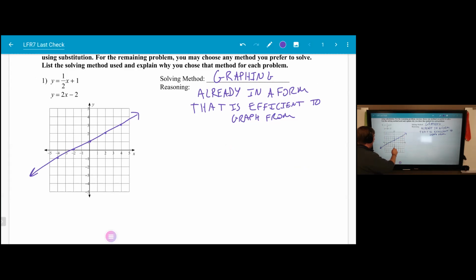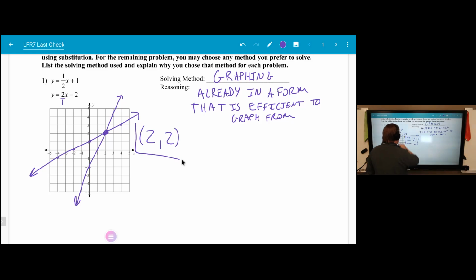The second one, the y-intercept is -2. This slope is 2, or 2 over 1. I could rise 2, run 1, rise 2, run 1, rise 2, run 1. And very efficiently, that is where they cross. Where graphing falls short is if it's partials. When graphing is nice, it's right on the nice intersection of points. These cross at (2, 2). That is my solution, and I did it by graphing.